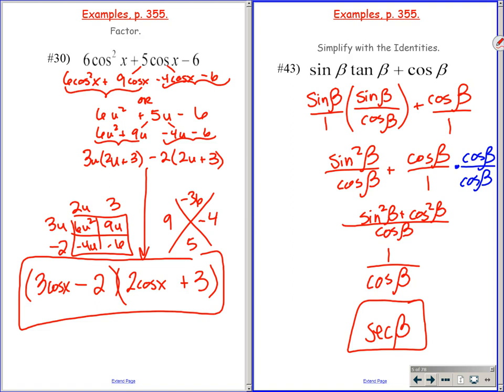Do you know your Pythagoreans? What's sine squared of anything plus cosine squared of anything?